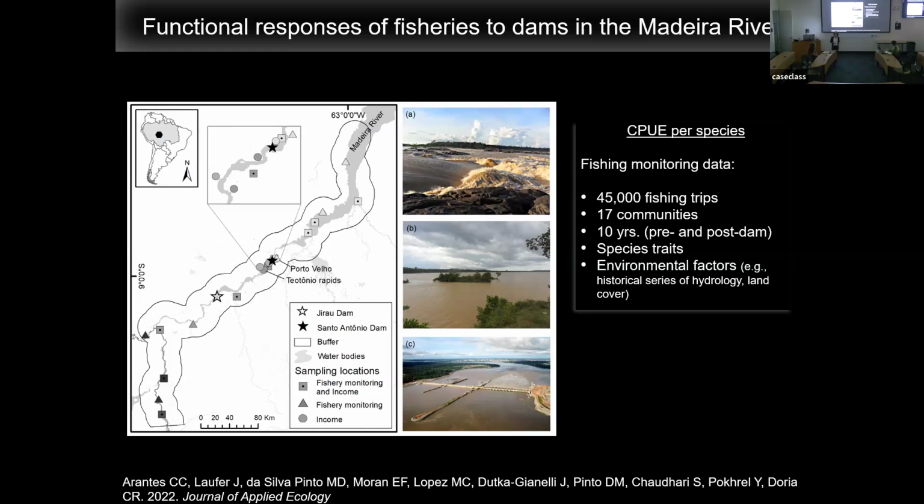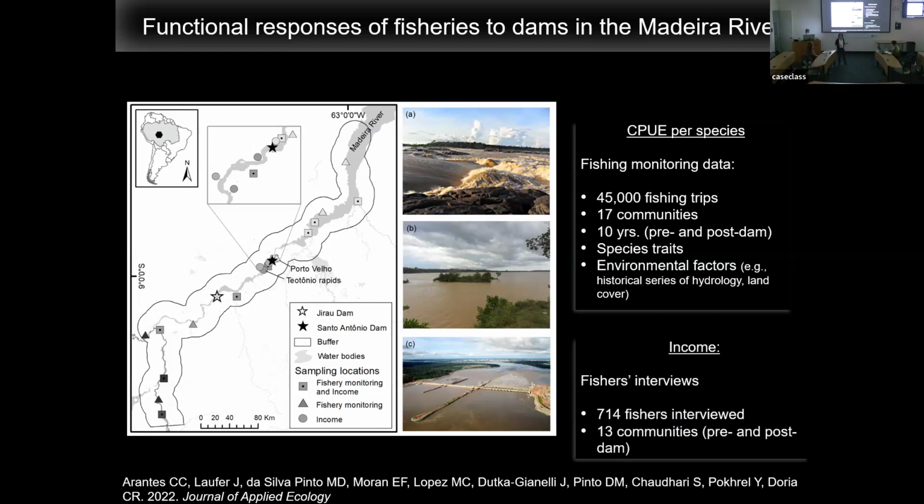For the same species comprising the yields, we also collected functional traits that are known to be affected by changes in environmental conditions caused by the dams. We also collected environmental factors, such as hydrology and land cover, that are affected by the dams. And we used a second data set to understand how these changes potentially affected fishing-based income, right? This data is derived from interviews conducted across 13 communities, and we can see these locations by the squares and the circles.